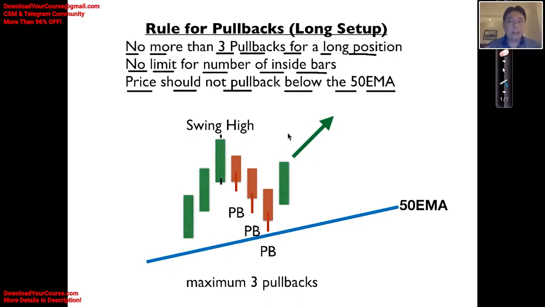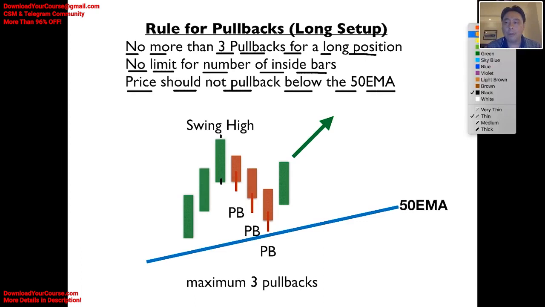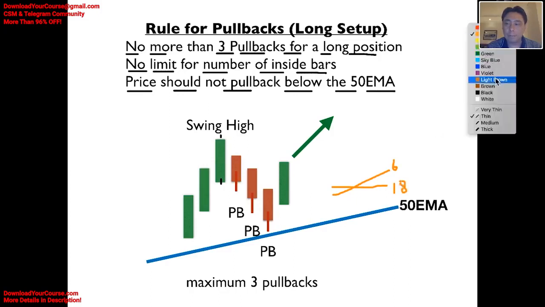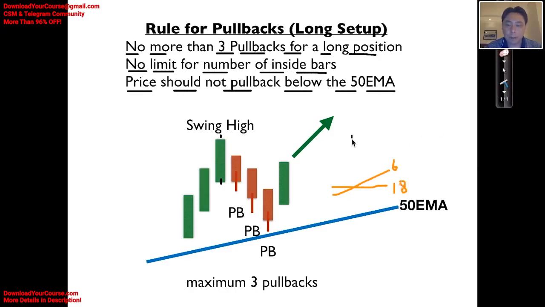Let me give you a few examples of how this could play out. Again, let me draw. I think that's the best. Let's imagine we have got, again, the 6 EMA crossing above the 18 EMA, like so. It crosses right there, okay? And say, again, these are the candles that we see.